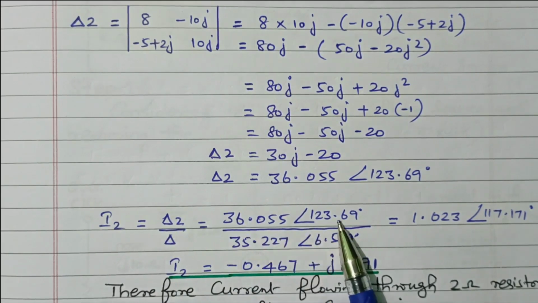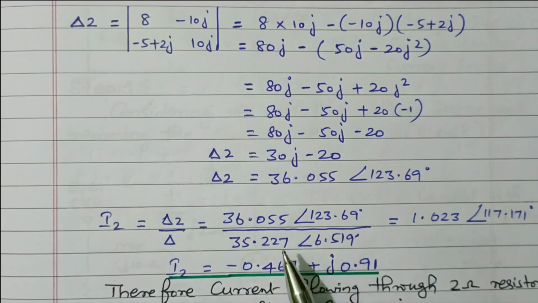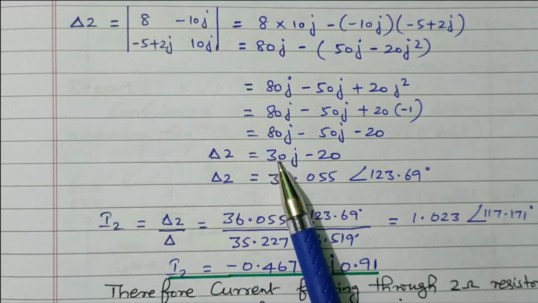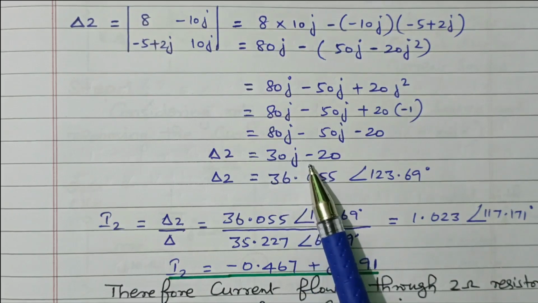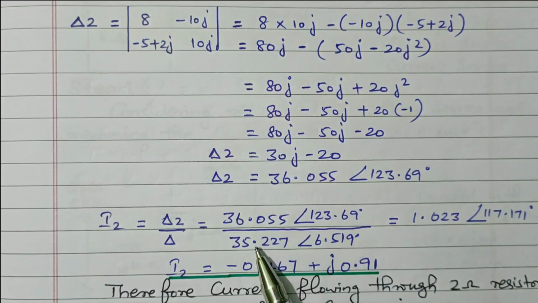Delta 2 divided by delta: 36.055 angle 123.69 divided by 35.227 angle 6.519. I already told you, for division or multiplication, polar form is necessary. For addition and subtraction, rectangular form is easier. Polar form is easier for division and multiplication.